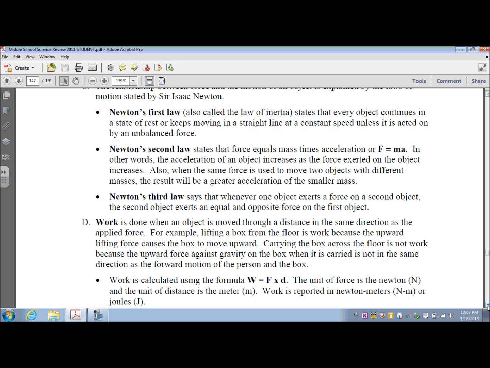In other words, the acceleration of an object increases as the force exerted on the object increases. Also, when the same force is used to move two objects with different masses, the result will be a greater acceleration of the smaller mass. Newton's third law says that whenever one object exerts a force on a second object, the second object exerts an equal and opposite force on the first object.